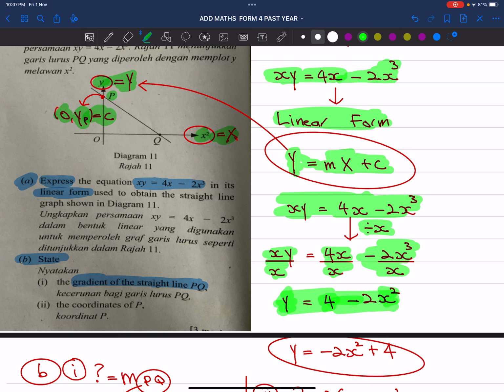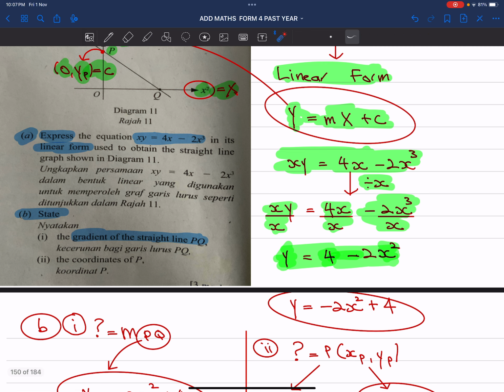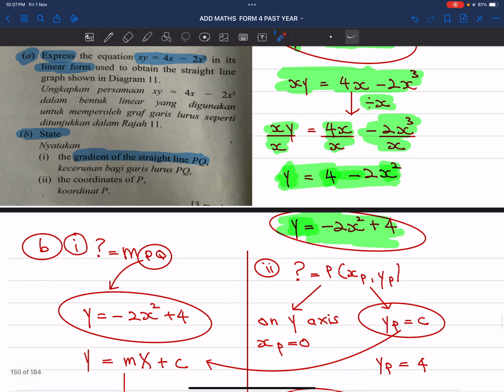We have already got our equation. It's just that on the right hand side, I must put the x term first. So if you look here on the right hand side, the x term comes first. So I'm going to get y equals, I'm going to write the negative 2x squared first. Of course, plus 4. This is our answer. So this linear form is similar to capital Y equals M capital X plus C. Our first part answer.